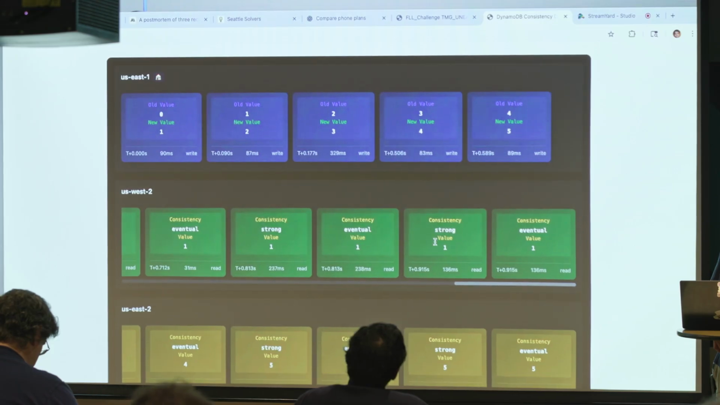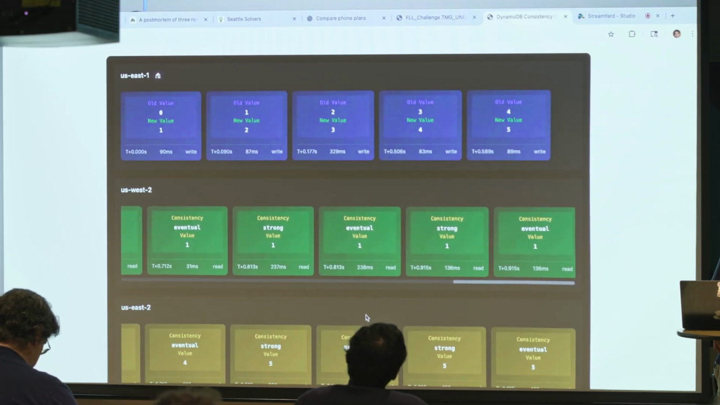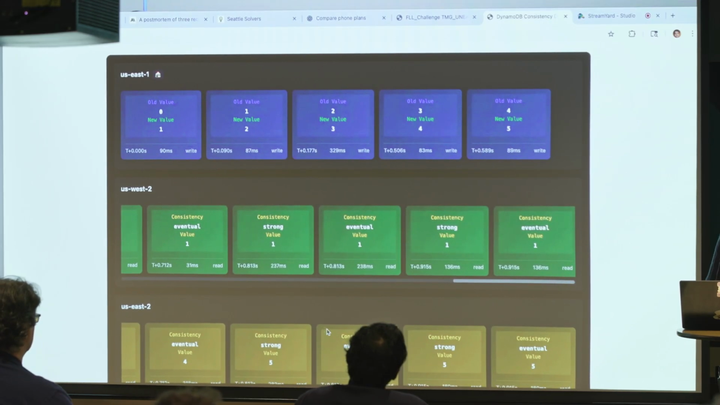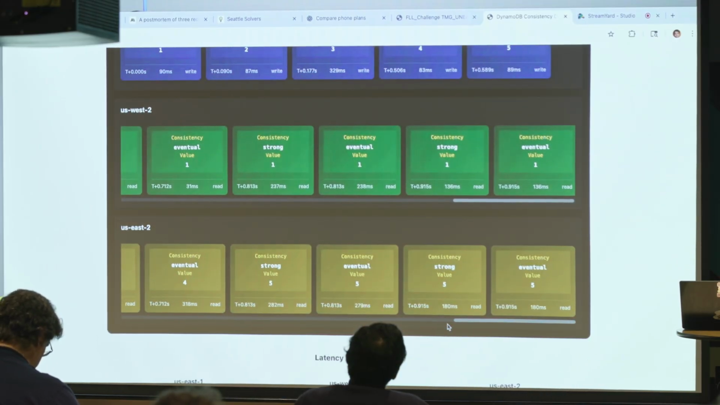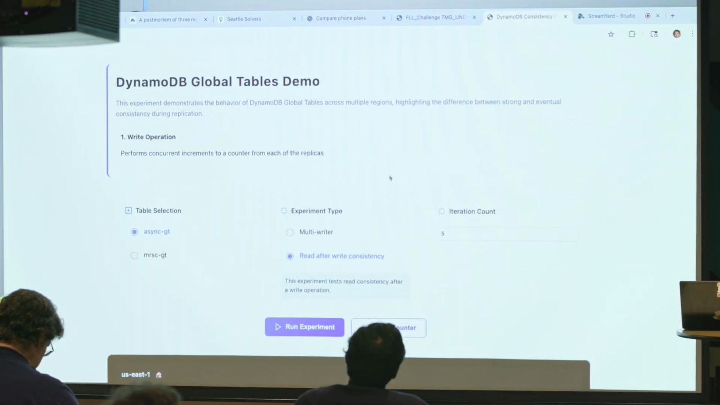But US East 2 got the value 5 replicated, so I was able to see the value 5 in US East 2. So you can see that when I'm reading from US East 2 and US West 2, US West 2 doesn't get the latest write. So this is where eventually consistent reads work for you. Well, asynchronous replication is the thing with this one.